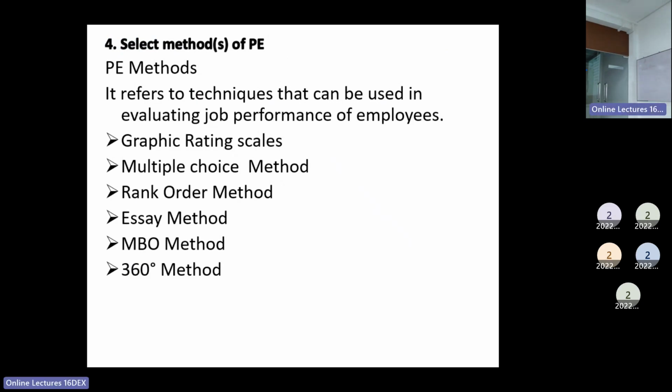Right. Then the fourth one is to select the method or methods. Right. What is that now? Is that then verified? Okay. So you have to, okay.